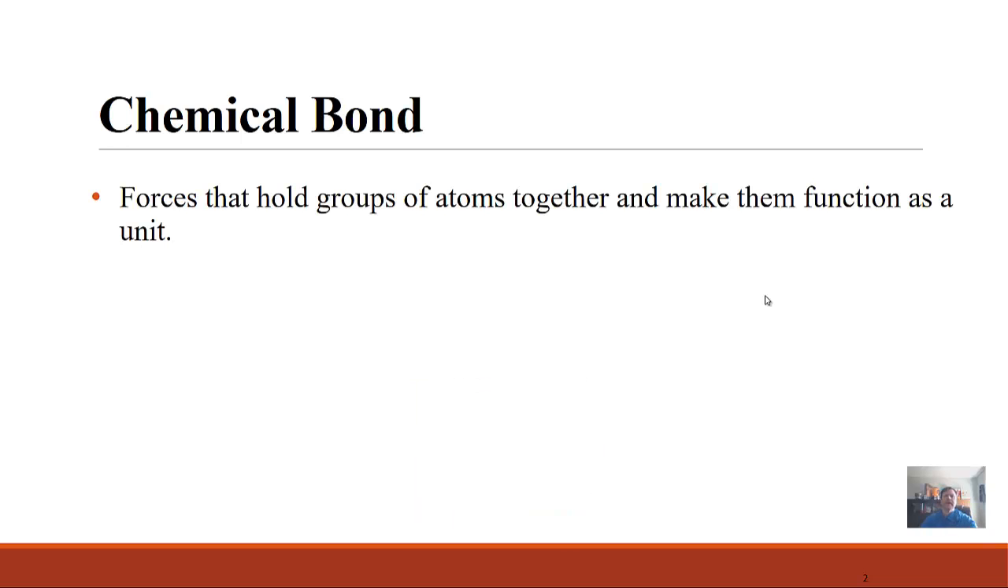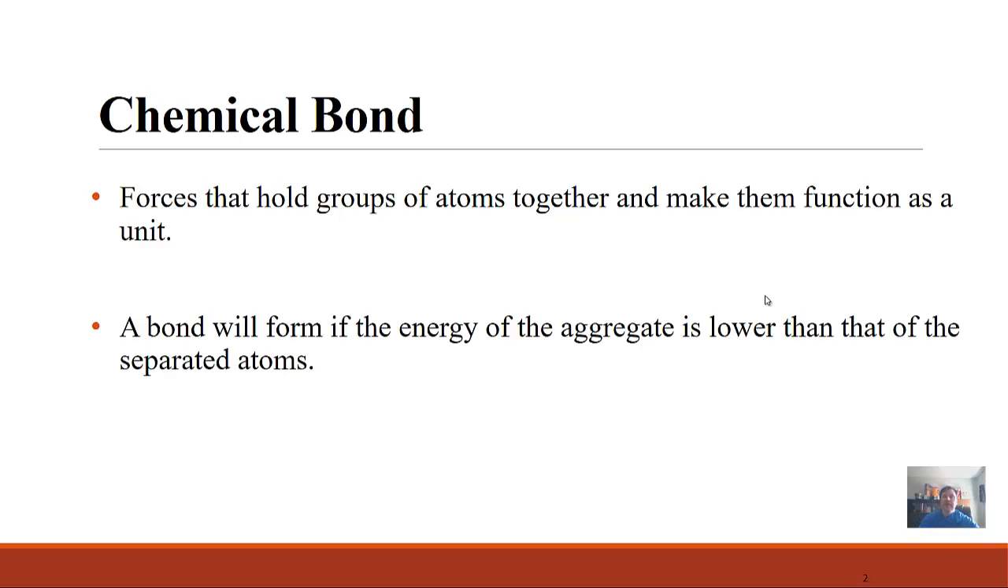Okay, remember, a chemical bond is just a force that holds a group of atoms together. We call them intramolecular forces. That means forces within a molecule. And basically what we see is that the bond will form if the energy aggregate, or the total of the energy, is lower than that of the separated atoms. The atoms become more stable by bonding with each other, and that's why we form these bonds.